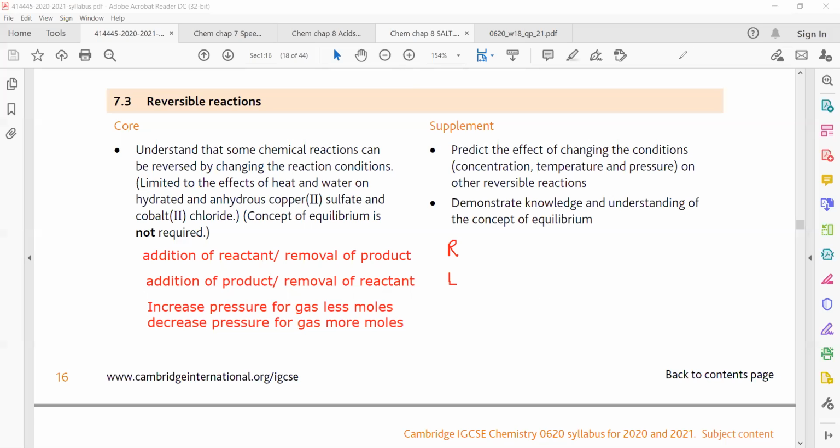For example, we have nitrogen reacting with 3 moles of hydrogen to give 2 moles of ammonia. So we check the number of moles of gas.